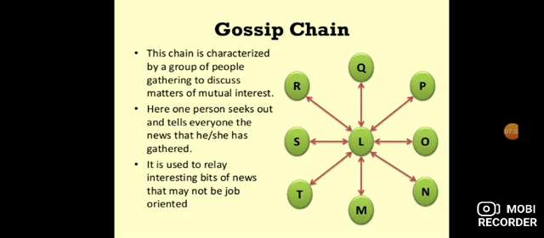Always keep in mind that this matter is very funny and trivial in nature, and it immediately causes laughter and a hilarious moment. So it is used to relay interesting bits of news that may not be job oriented. And whenever that person shares information with the other group members, all the members also interact with that person. As this news is a matter of laughter or amusement, all the group members interact with each other and make pure gossip, and for that it is called the gossip chain network system.